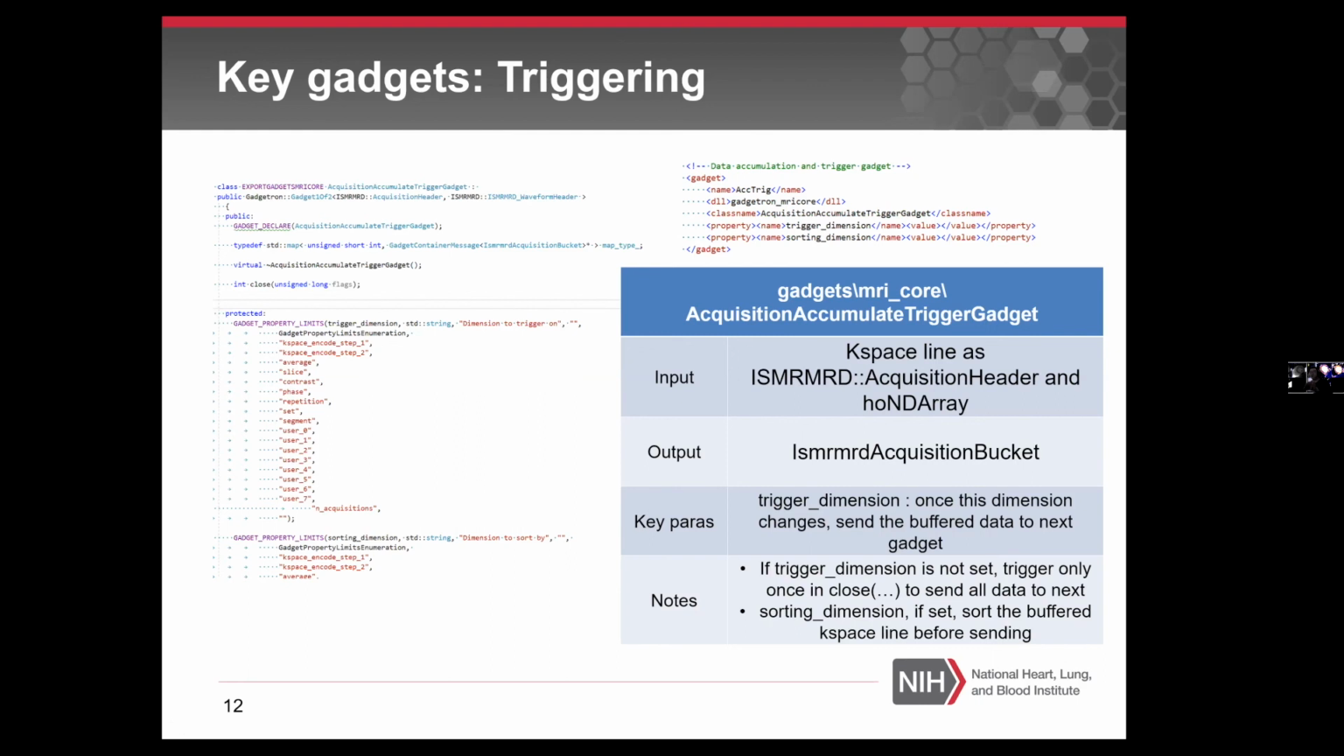For example, if we acquired several phases in one slice, we may set the sorting dimension to be phase. Then before sending, it will sort the data to put phase 0 first, then phase 1, then phase 2. If we don't set any of this, then it will pack all the data into one bucket, then send it over in the close call of the gadget. So this is a gadget which takes every Kspace readout, then packs them into a bucket.